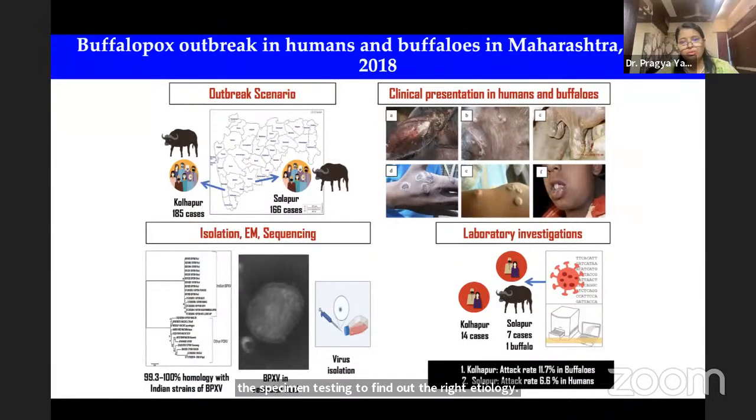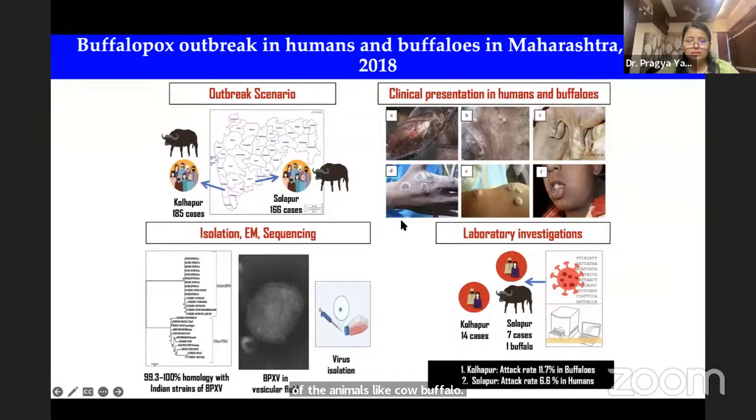Buffalopox is another pathogen among the orthopox viruses, which is prevalent in different states in India, and Maharashtra is one of them. We have seen many cases in the past, and a larger outbreak was reported in 2011, 2017, and 2018, where you can see rashes on people who are in very close contact with animals like cow and buffalo, and the disease transmits to them.